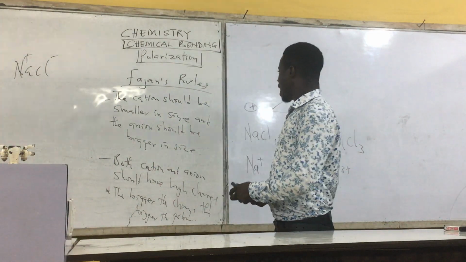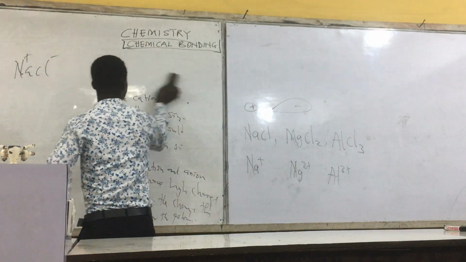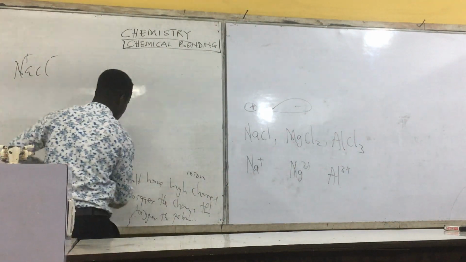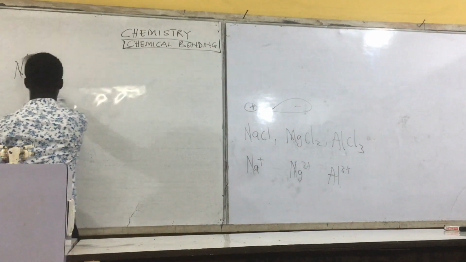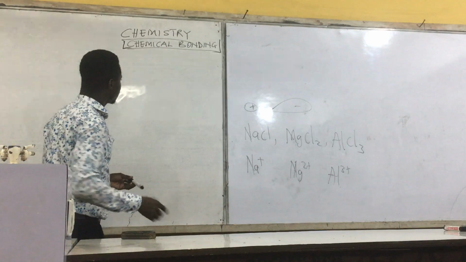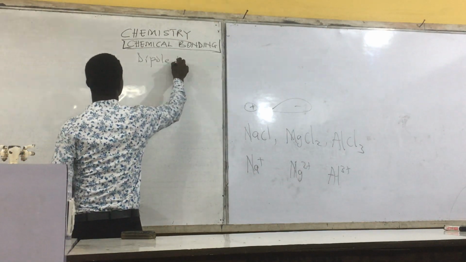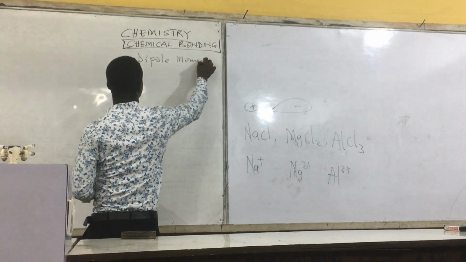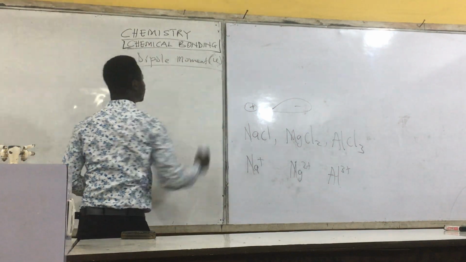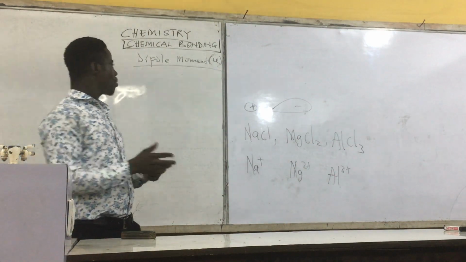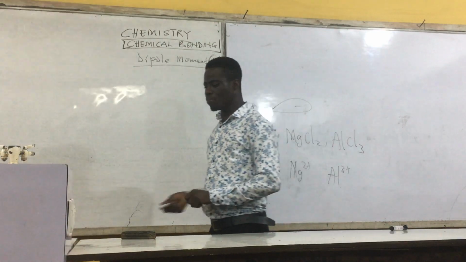Now let's look at another aspect, which we call dipole moment, which we normally represent with mu. So, what do you understand by dipole moment?